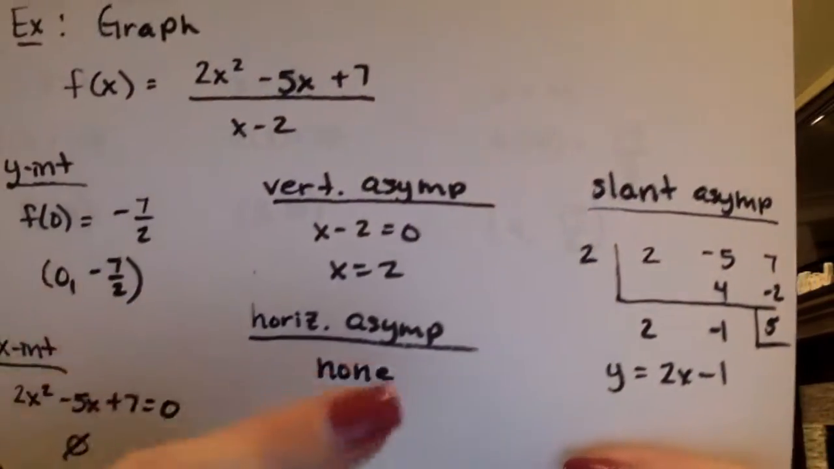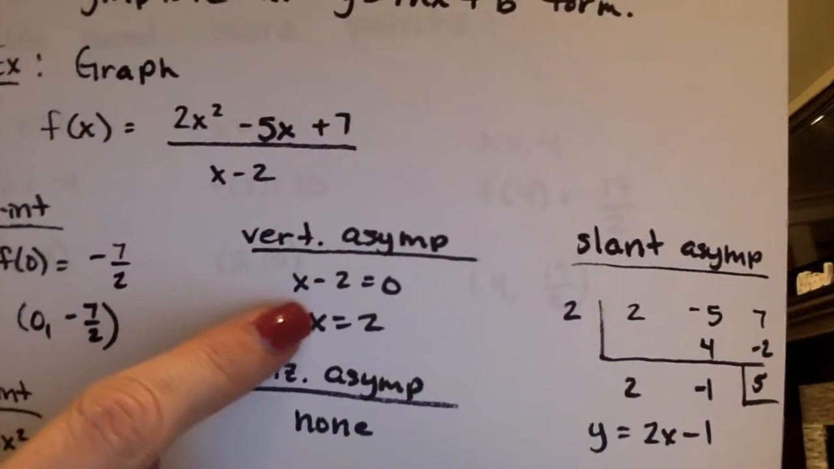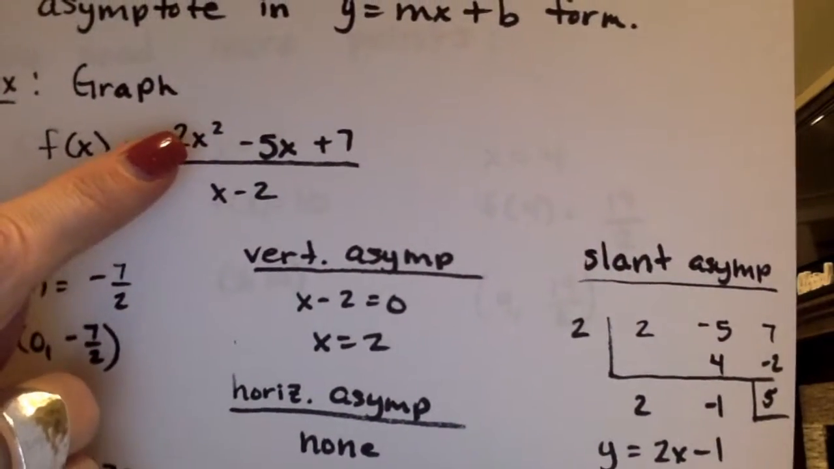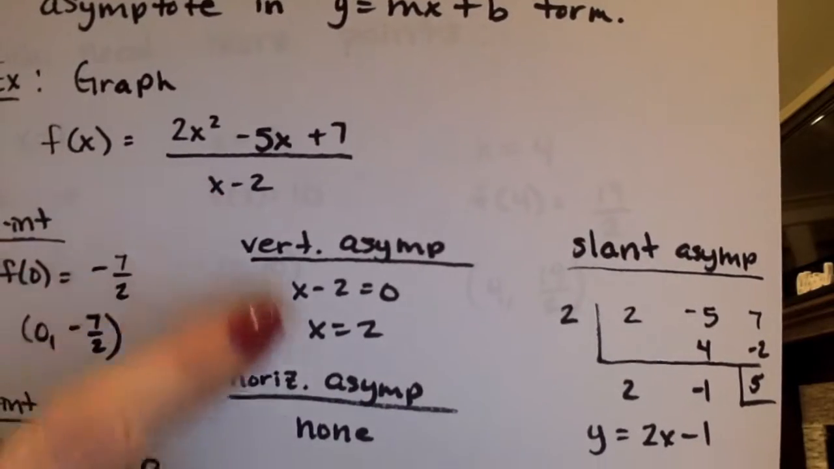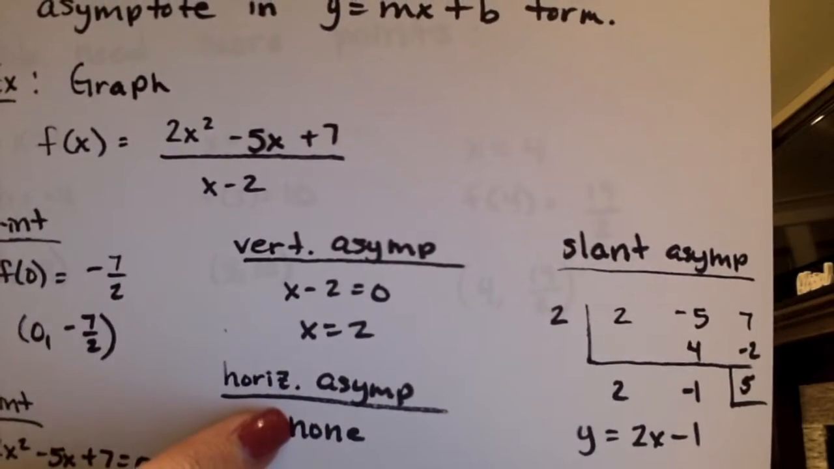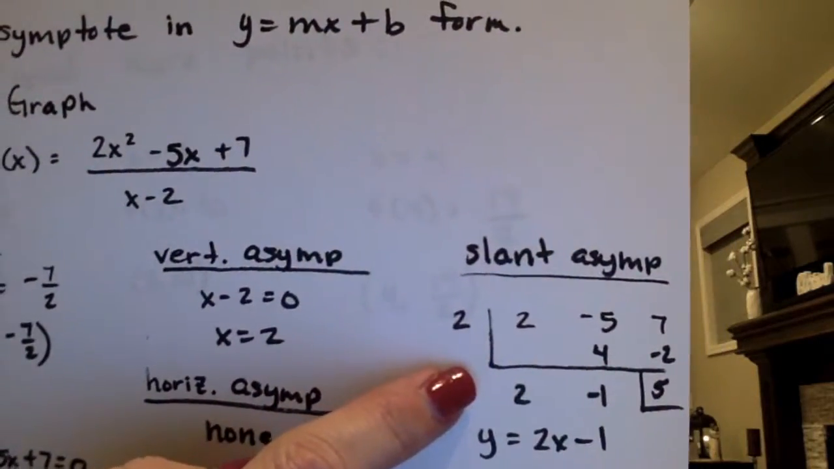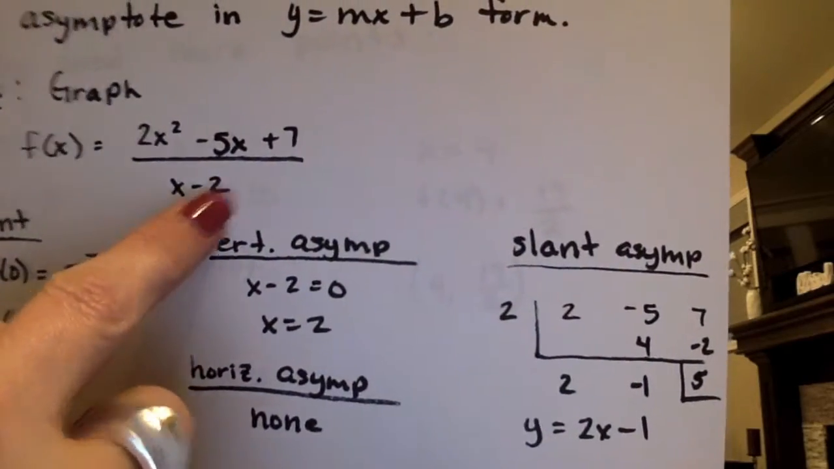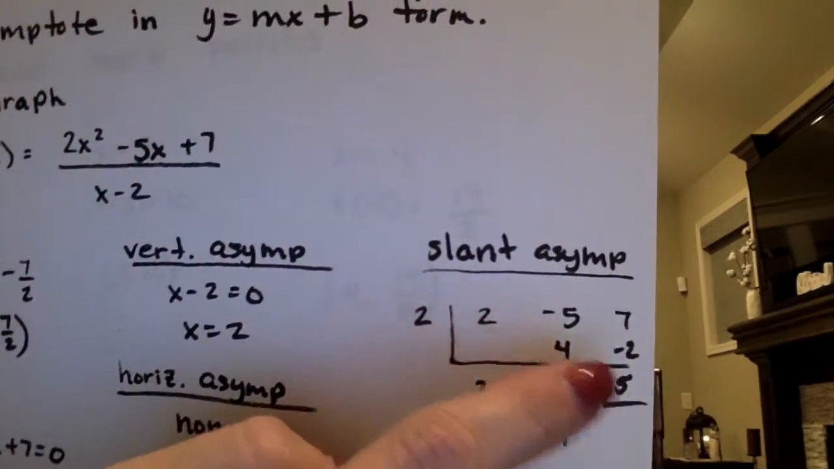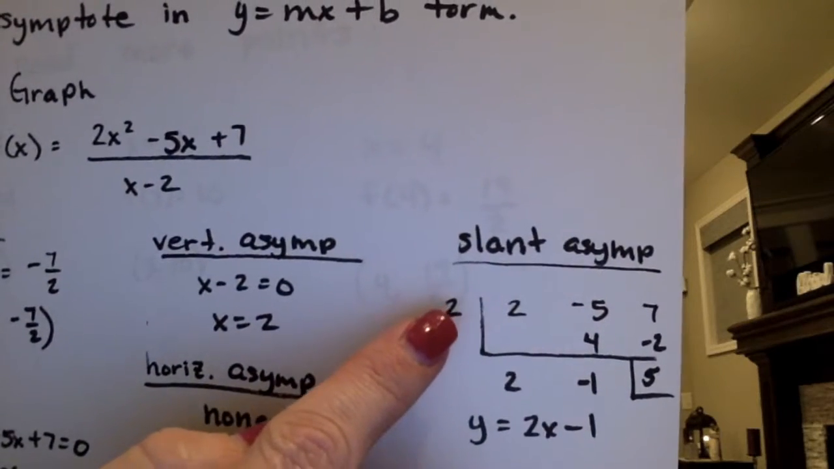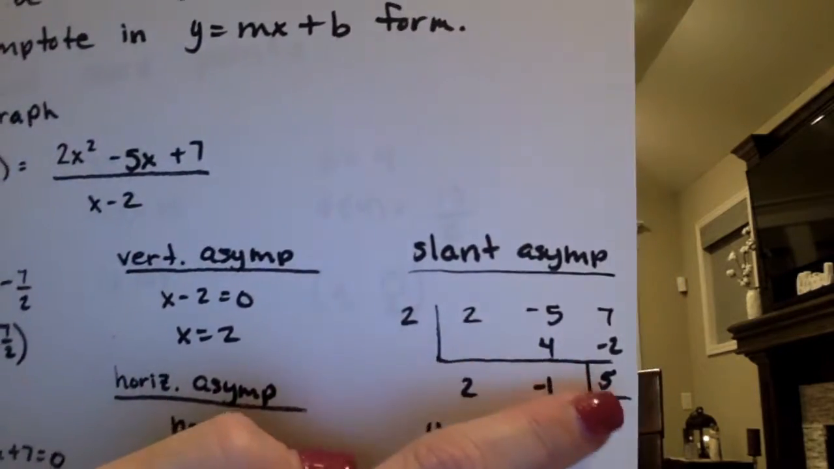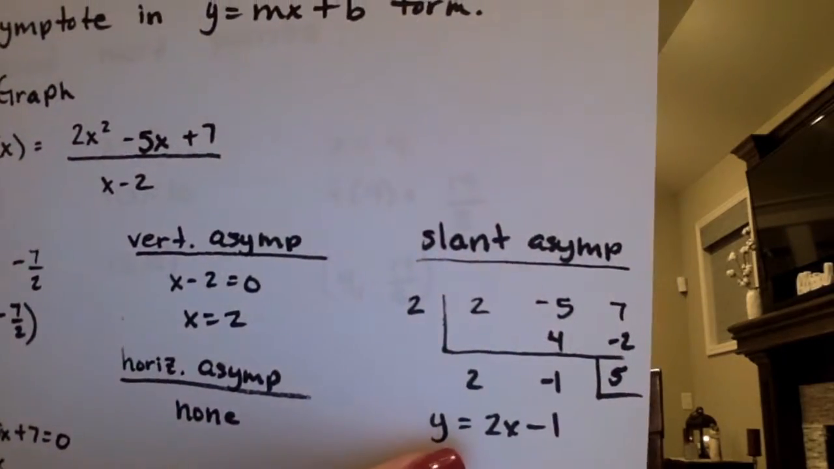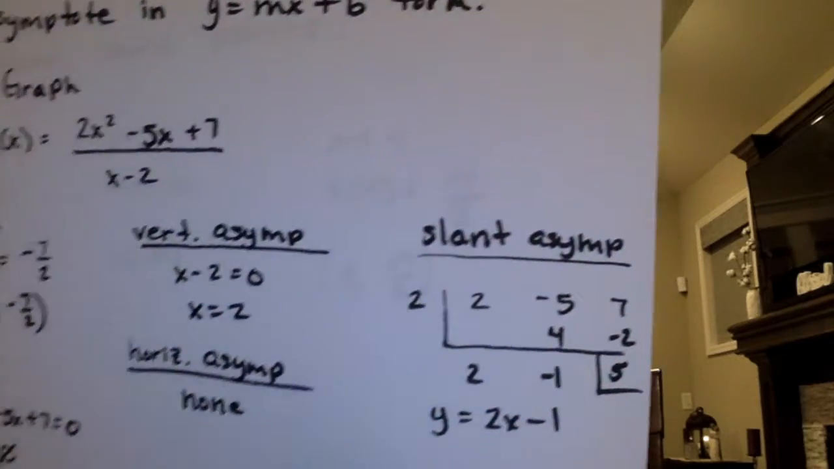Interesting. We have a vertical asymptote. Let the denominator equal 0, x equals 2. Horizontal asymptote: the degree of the numerator is greater than the degree of the denominator. Therefore, there are no horizontal asymptotes. Instead, we will have slant asymptotes. So now I'm basically dividing this. We're using our synthetic division because I can. Inside the box, I have 2, -5, 7. Outside the box, I have +2. We go through the synthetic division and we get this, the 2, the -1. So we write our equation y equals 2x minus 1.